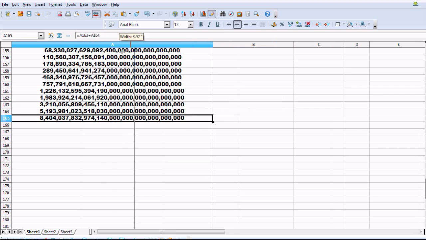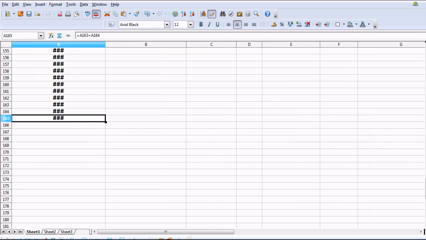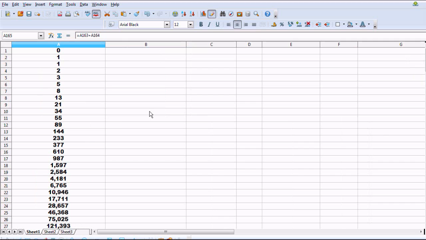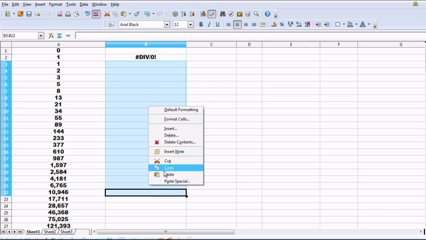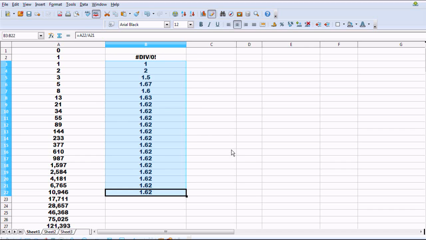Nonetheless, what we're going to do now is do some mathematical formulas within these numbers. We have the numbers 0, 1, 1, 2, 3, 5, 8, 13, 21, 34, and so on and so on. And what we will do in the next column is take cell A2 and divide it by A1. We'll continuously divide the newest number by its previous number. We'll do a copy and paste, copy and paste a bunch of cells, and well, this is what we're getting.